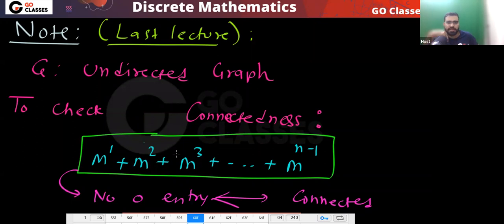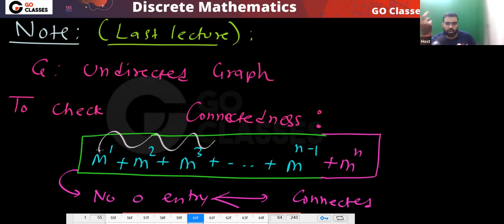So basically, in this, you are finding walks of length 1 to walks of length n minus 1, right? Do you agree? You are checking walks of length 1, or 2, or 3, or 4, and so on. So tell me, even if we find something extra, will it change something? If we find a walk of length n, will it change anything? It is a duplicate, right? It will not change anything. Because we are checking walks of length 1, 2, 3, up to n minus 1, this will be redundant. So this is also fine.